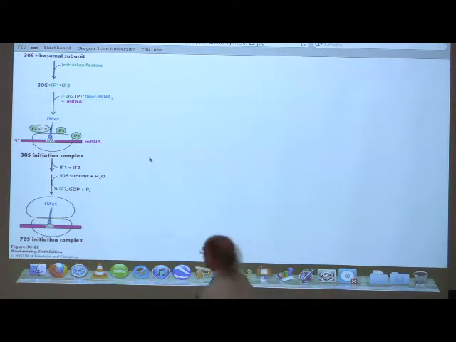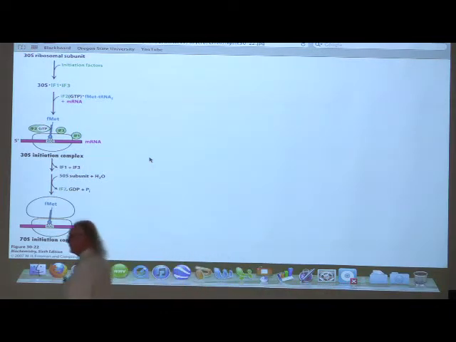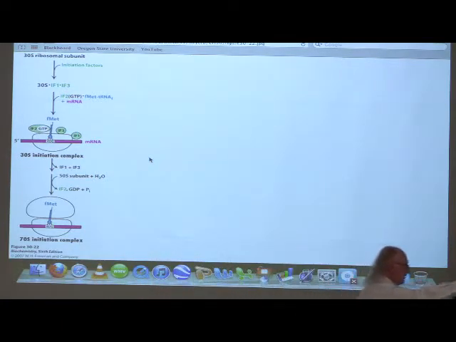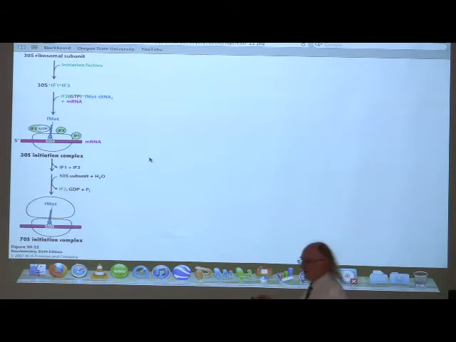Now, what we will see is that IF2 does something kind of cool. And we'll see a related protein that does something very similar to it. IF2 comes and grabs a hold of that initiator tRNA at the place where the amino acid is joined to the tRNA, effectively covering it up. Okay? There's a reason why it covers it up, and I'll explain that in a little bit.